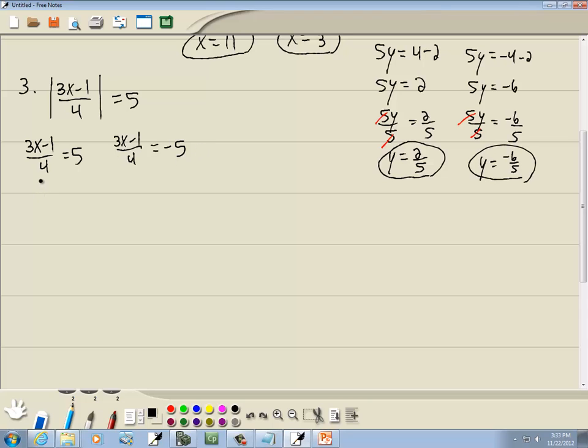Now these are just linear equations. First step, get rid of parentheses, don't have any. Second step, get rid of fractions. Multiply everything by the LCM of all your denominators. Only have one denominator, so that is our LCM. So multiply both sides by 4.